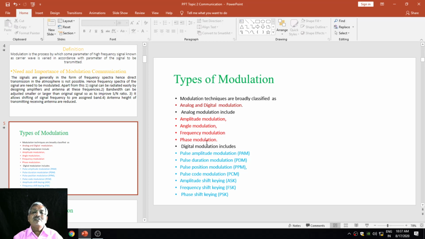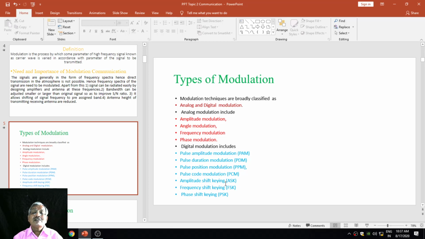The second type of modulation is digital modulation. That includes pulse amplitude modulation, abbreviated as PAM; pulse duration modulation, abbreviated as PDM; pulse position modulation, abbreviated as PPM; and pulse code modulation, abbreviated as PCM.